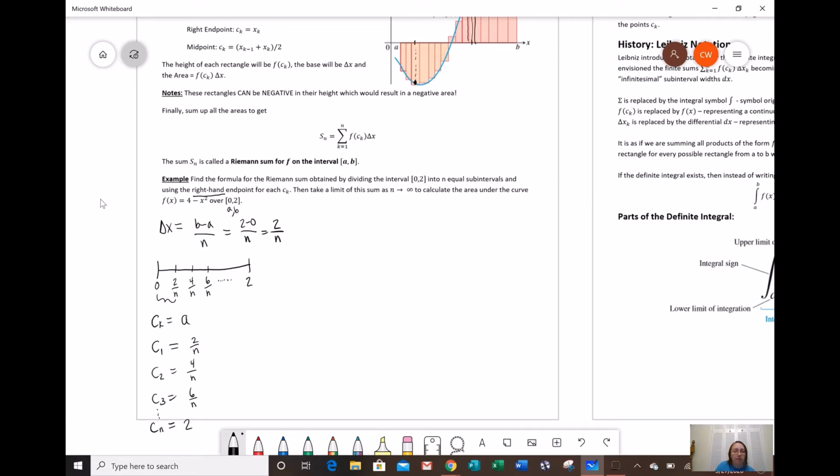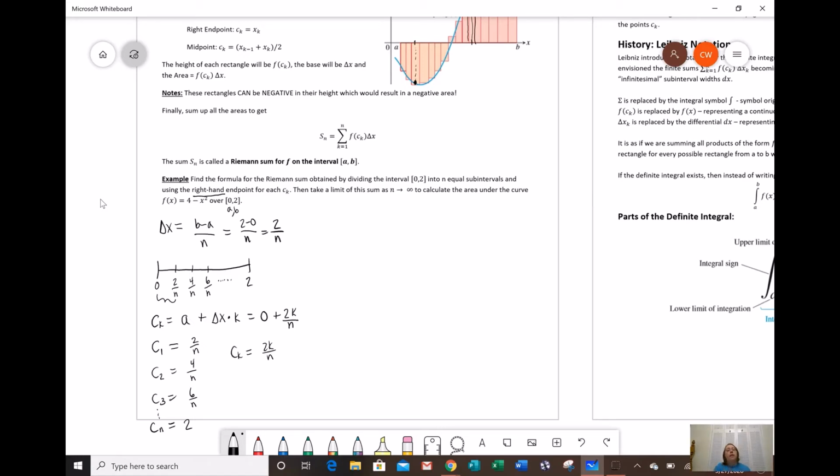So that's the ck. We've got to make this. In general, it's going to be a plus your delta x times your k. So in our case, a is 0. That's the first value in our interval. Plus our delta x, that's the 2 over n, times our k. Or you can write 2k over n. So the 0 is gone, so it turns out for us that ck is 2k over n.